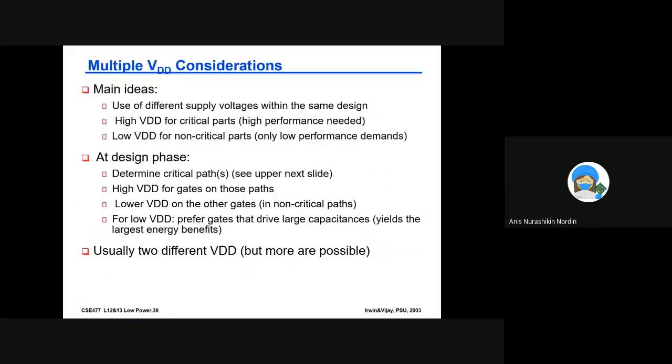Okay. Multiple VDD consideration. So the idea is you can use different supply voltage in the same chip: high VDD for critical paths, low VDD for non-critical paths. So you have to determine which is the critical path, and you put high VDD for that and lower VDD on the non-critical path. For low VDD, you prefer gates that drive large capacitance for best energy benefit. You can put 2 VDDs, but more is possible, but it makes your chip very complicated. So usually people put 2.